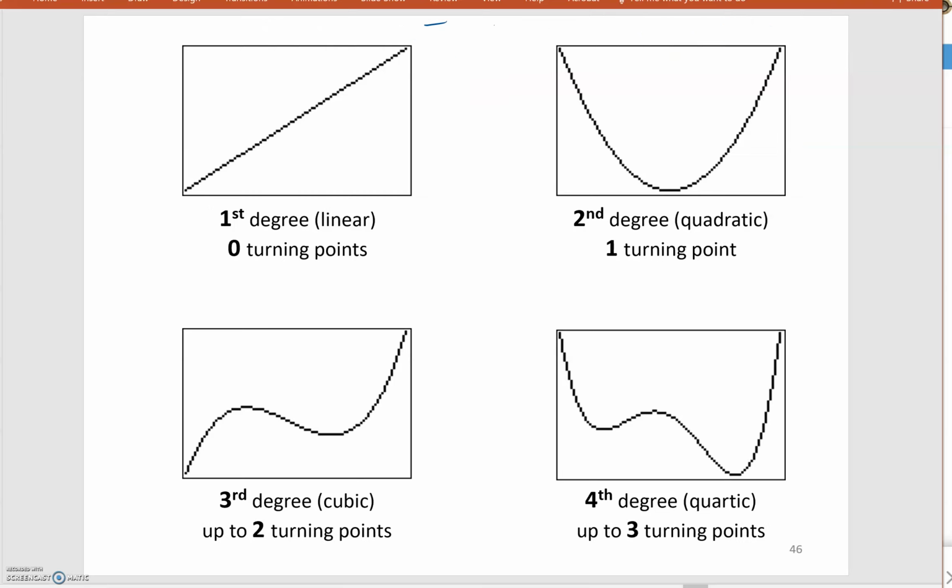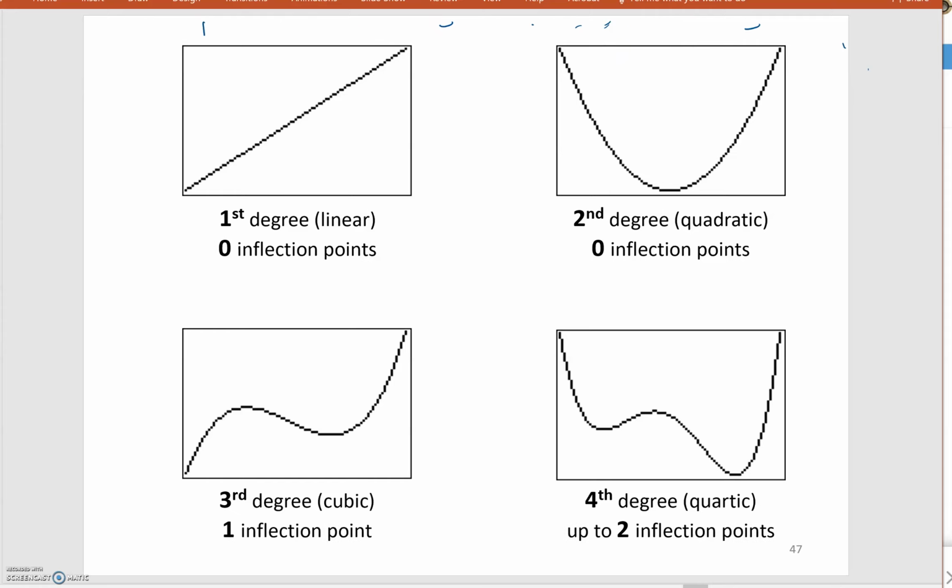Okay, what about turning points? Well, the number of turning points, and again, this is the possible number, is going to be equal to the degree of the polynomial minus 1. So for a first degree, we have 0 turning points. A second degree, we have 1. Third degree, 2. Fourth degree, 3. So at most, n minus 1 for an n degree polynomial.